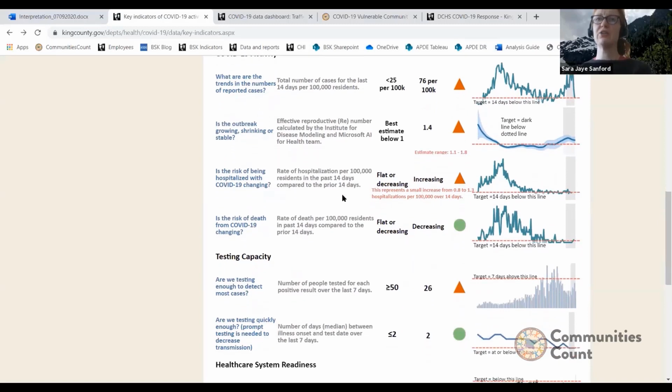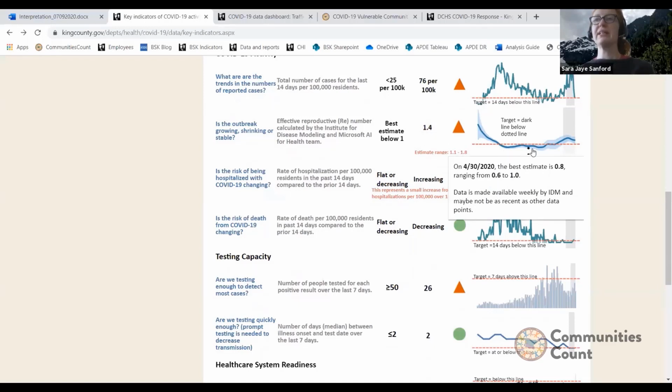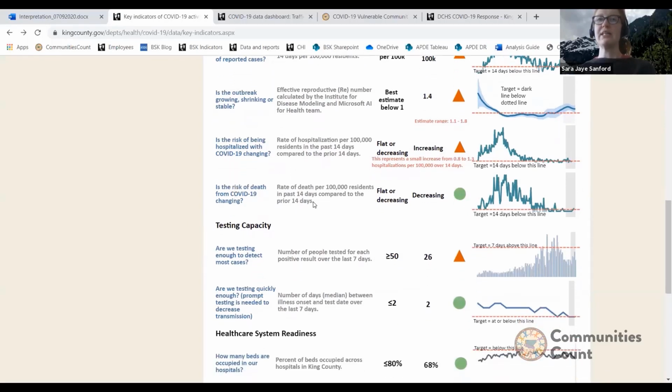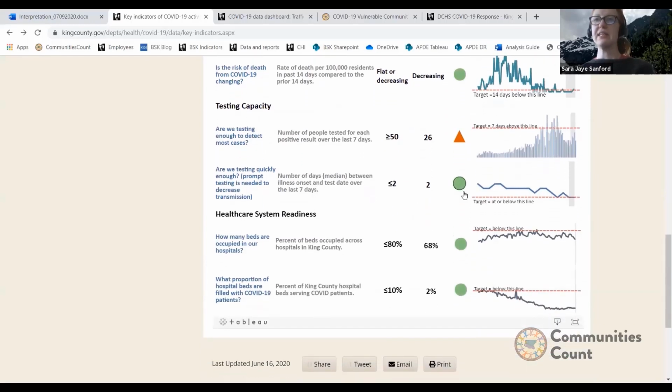The other criteria include the reproductive number. That is a measure of, on average, for each person that we know to be infected with coronavirus, how many other people are they passing it along to? If everybody who's sick infects one other person, we will have stable numbers. If everybody who's sick infects less than one person, which is our target here, then we will see our outbreak declining. We are currently at about 1.4, so we're not as low as we'd like to be. I'm not going to go in detail through all the other criteria, but you can see here how we're doing.